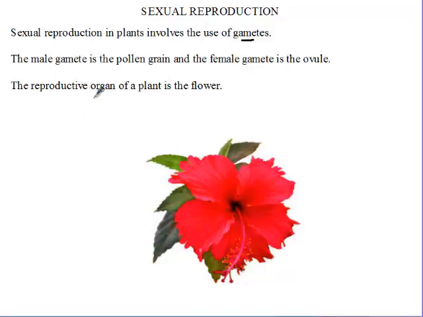So the reproductive organ of a plant is the flower. So sexual reproduction involves the use of gametes. The male gamete is the pollen or the pollen grain. The female gamete is the ovule.